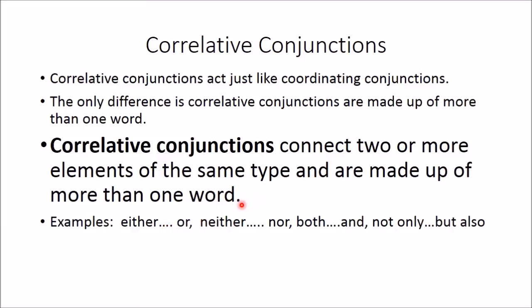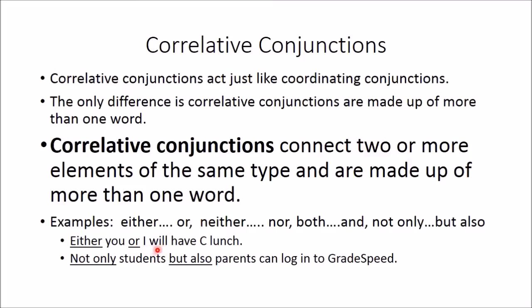So let me show you what a sentence looks like. Either you or I will have sea lunch. This is a correlative conjunction, either or. These words are joining you and I, but it's 2 of them instead of just 1. If it was just you or I and the either wasn't on there, then it would be a coordinating conjunction. But because it's either or, it's a correlative conjunction. That's the only difference.